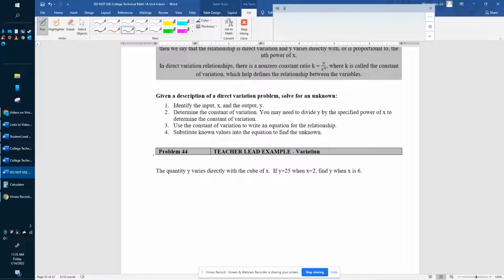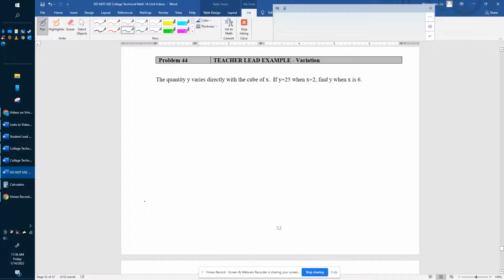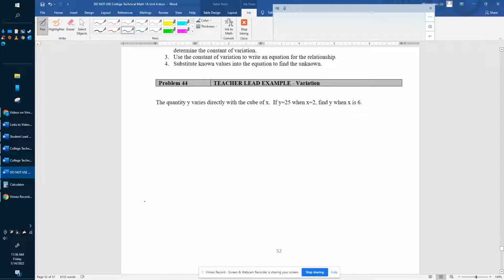Identify the input x and the output y. Determine the constant of variation, or the constant of proportionality. You may need to divide by a specified number to determine it. Use the constant to write out an equation and then substitute the known values to find the unknown. That sounds like a lot, but I think after you see me do this example, it's going to be a little bit easier. So the quantity y varies directly with the cube of x.